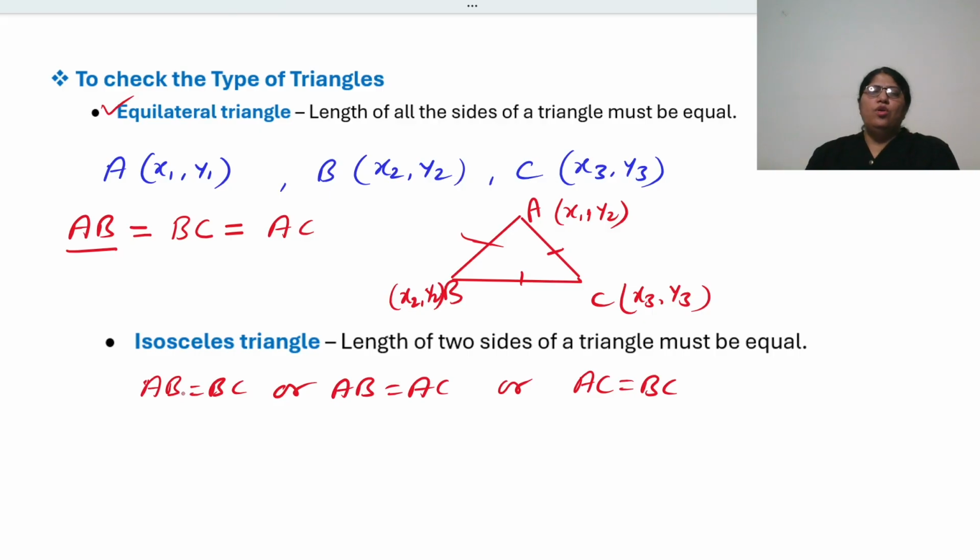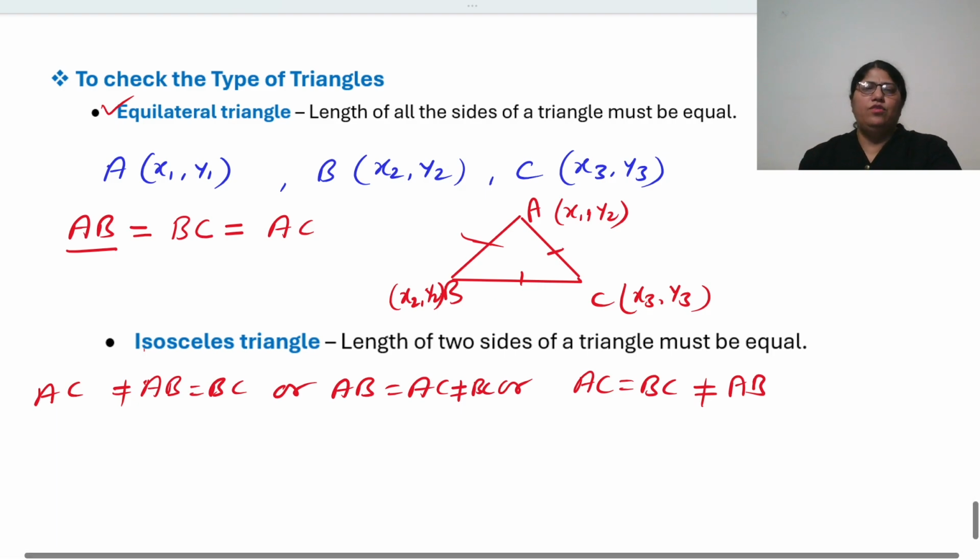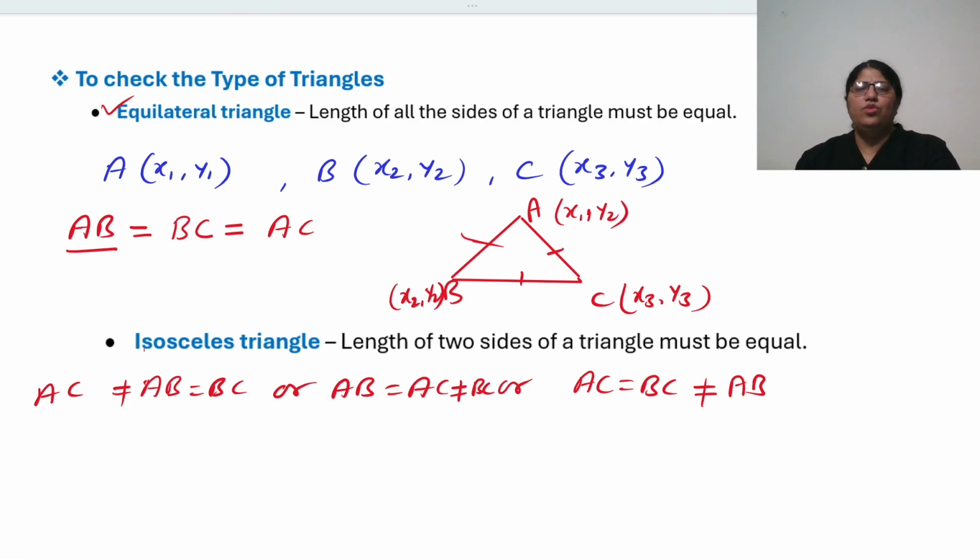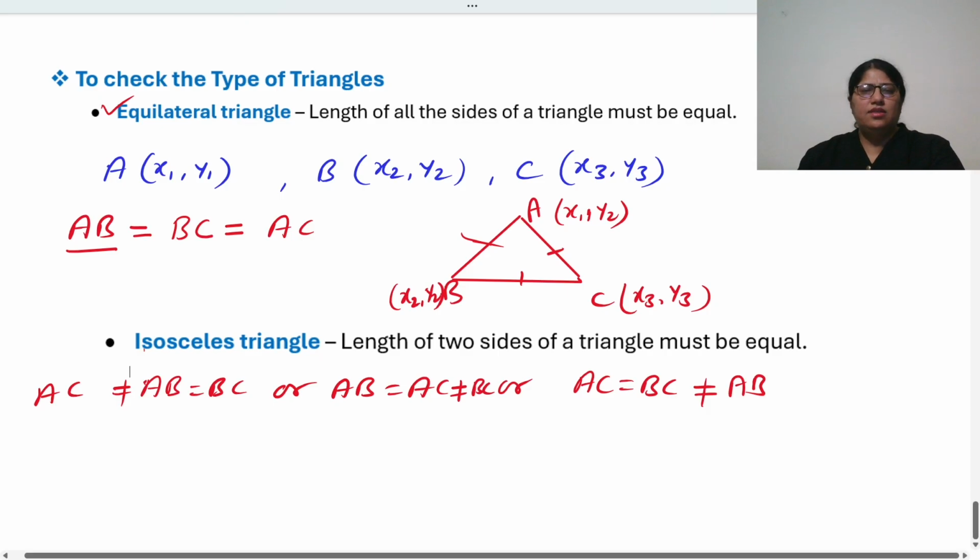If this is true, but it is not equal to the third side, here it won't be equal to AC, in this case it will not be equal to BC, in this case it will not be equal to AB, then it is going to be an isosceles triangle. So for the triangle, you need to use the distance formula three times to find those three lengths and then do the comparison. Now, scalene triangle, you all know that none of the sides should be equal. So use the distance formula, find out those three lengths.